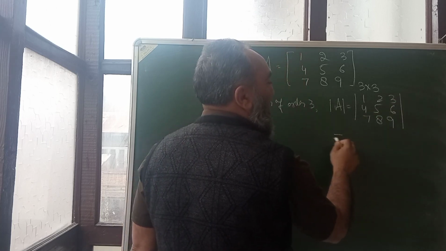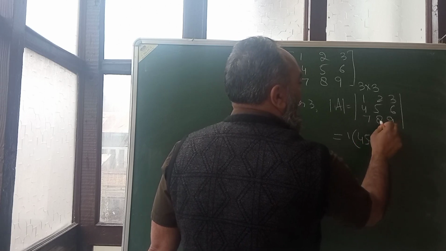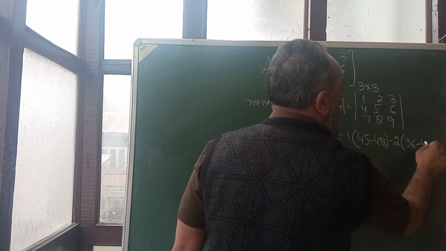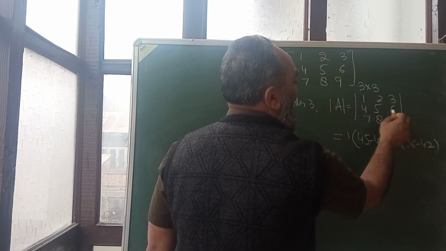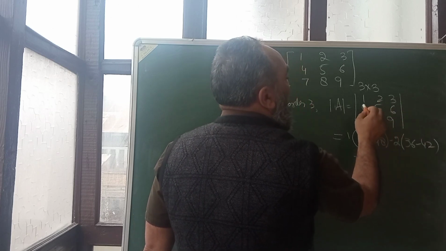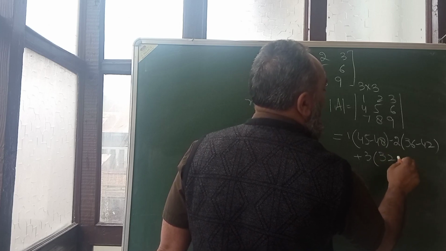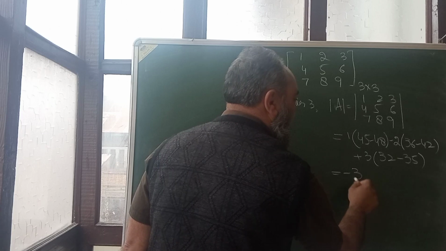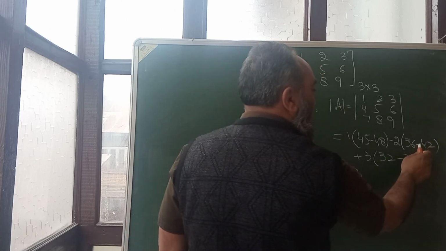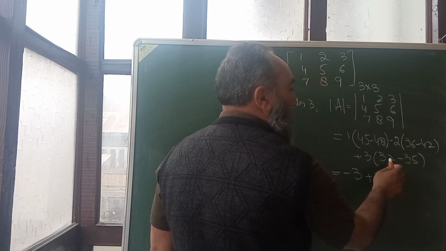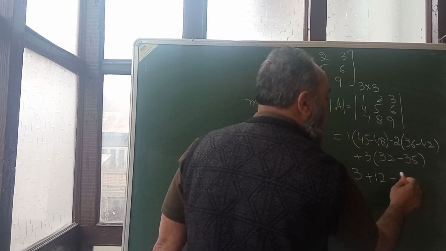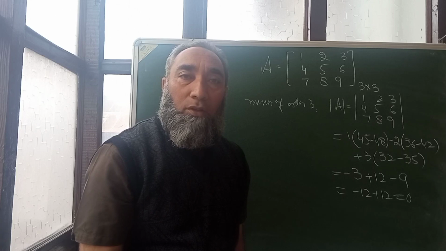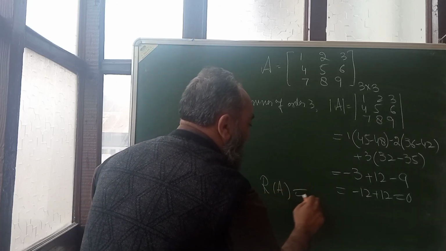Let me see what is the value. This is 1 times (5 9s are 45, 6 8s are 48), minus 2 times (36 minus 42), plus 3 times (32 minus 35). So this is 45 minus 48, which is minus 3. 36 minus 42 is minus 6, so minus 6 into minus 2 is plus 12. Now this is 32 minus 35, which is minus 3, and minus 3 into 3 is minus 9. So minus 12 and plus 12, it is 0. So there is a minor of order 3 which is equal to 0. So rank cannot be 3. Rank of A is not equal to 3.